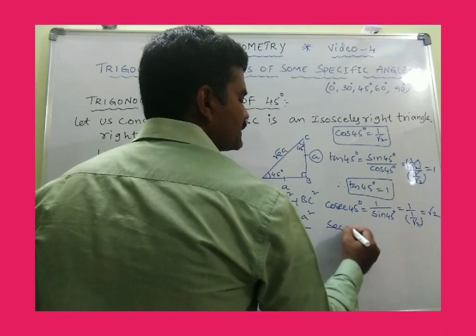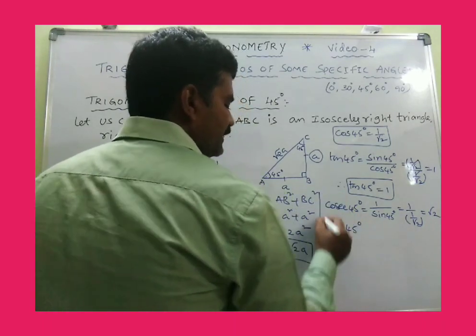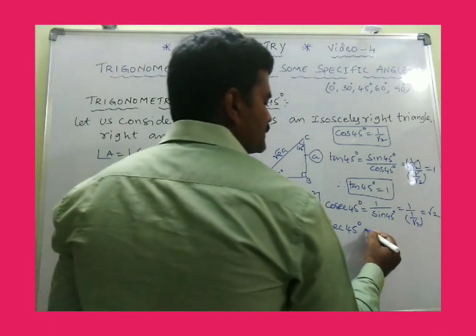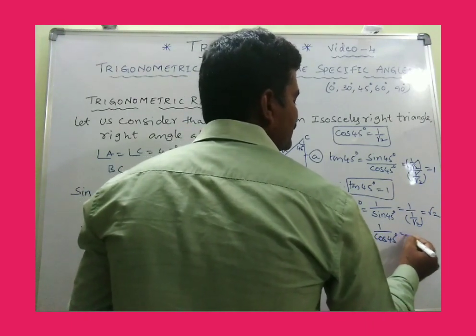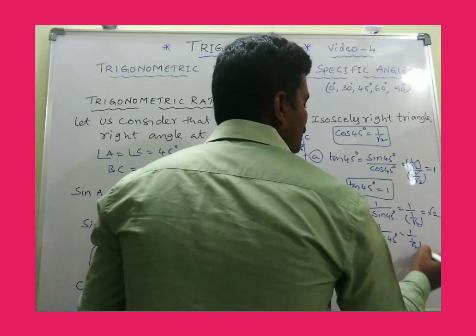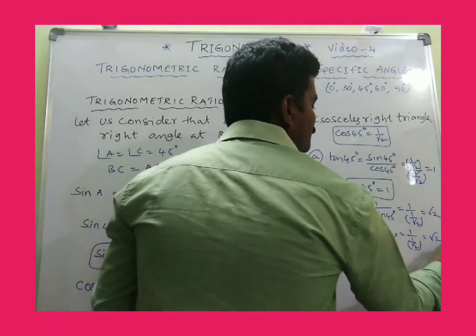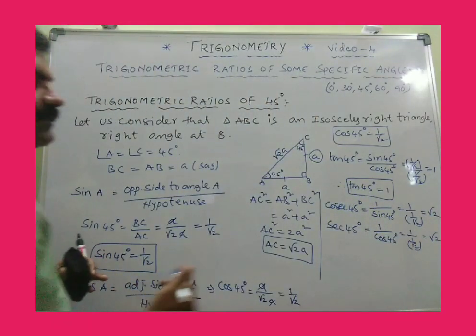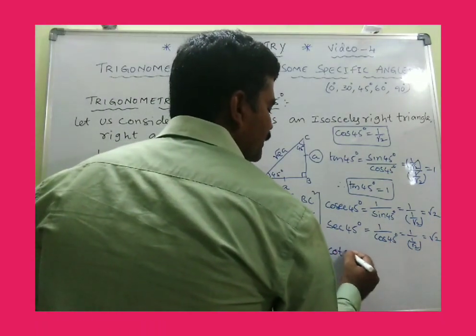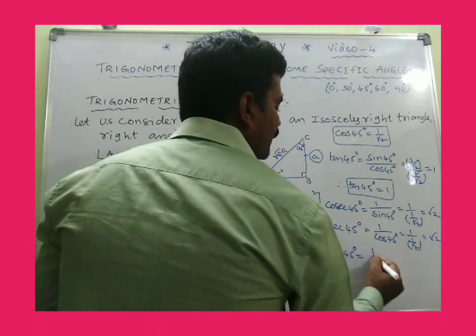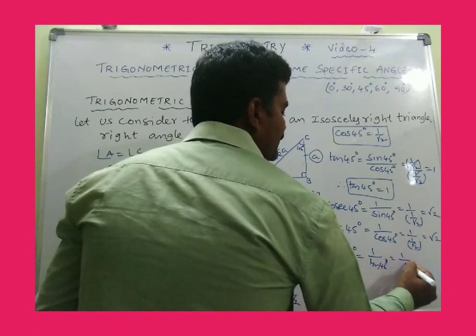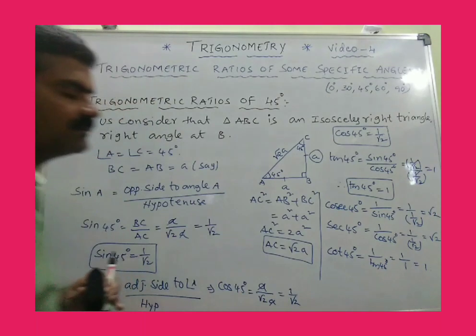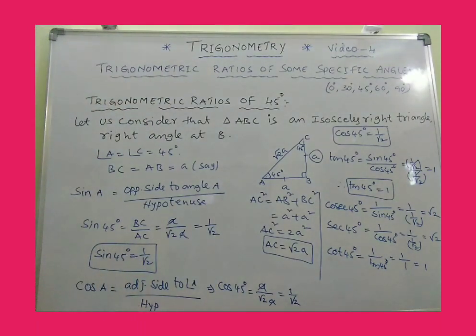Similarly, can you guess secant 45 degrees value? Secant I can write as 1 by cos, and the angle is 45 degrees. Once again 1 by 1 by root 2, which is equal to root 2. And finally cot 45 we require. Cot I can write as 1 by tan 45 degrees. Hence 1 by tan 45 is also 1. Therefore cot 45 degrees is also 1.